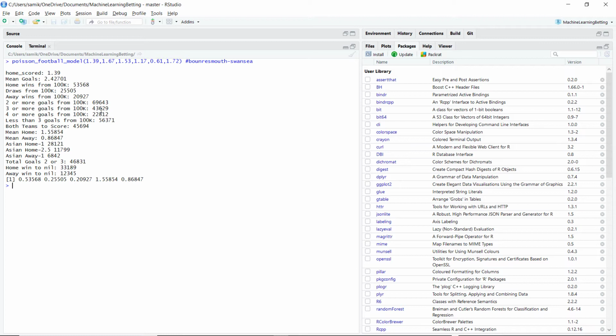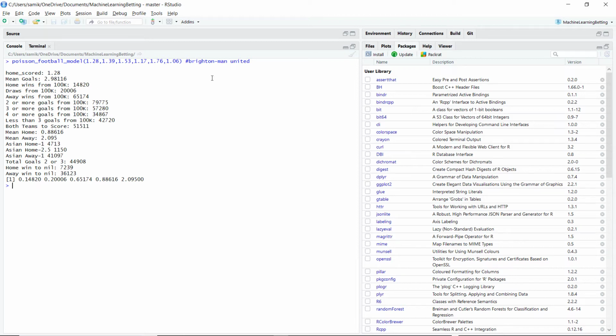So I'd be willing to back two or more goals. It's not that clear on the three or more. It's close enough to 50% that I wouldn't be jumping in to say it's going to be under, but it's not high enough to bet it's going to be over. So for Bournemouth Swansea, I'd go two or more goals.